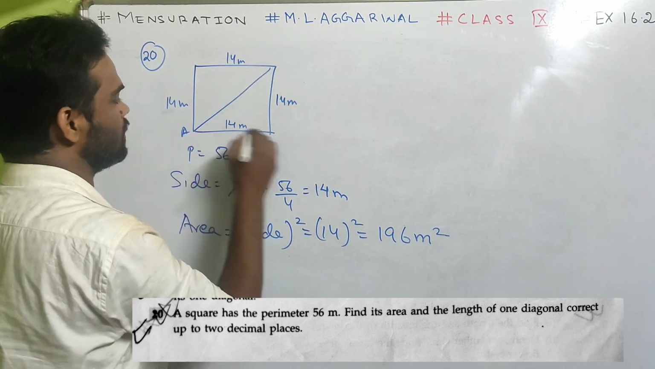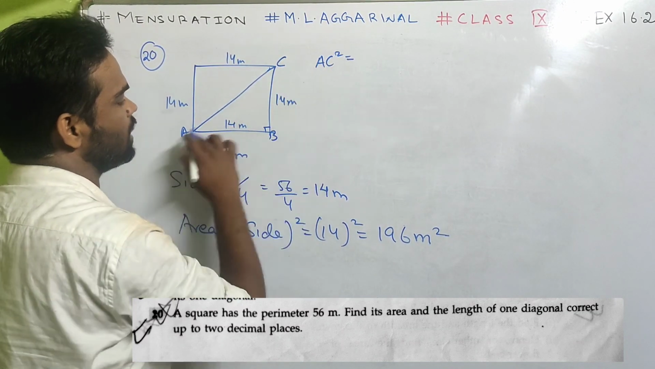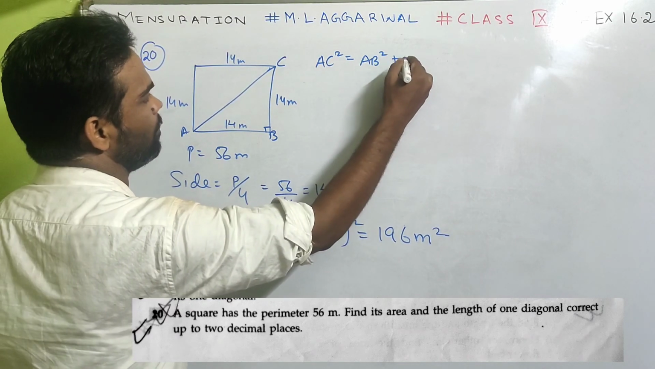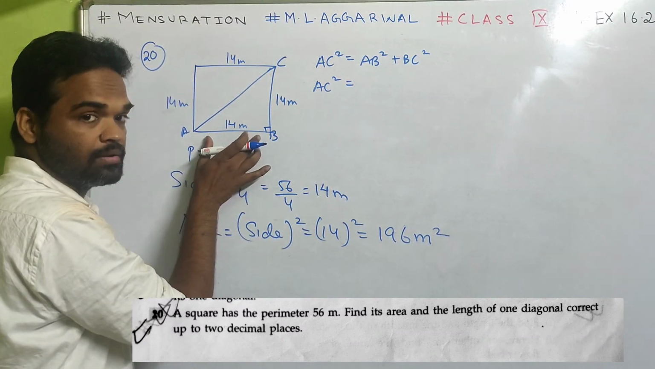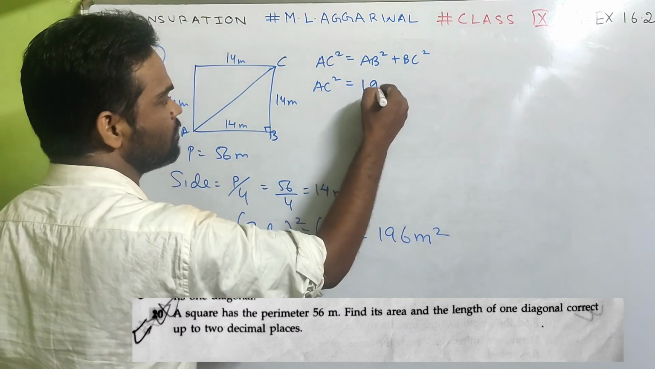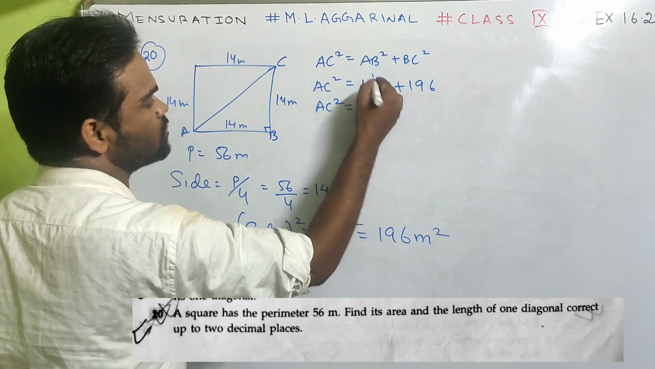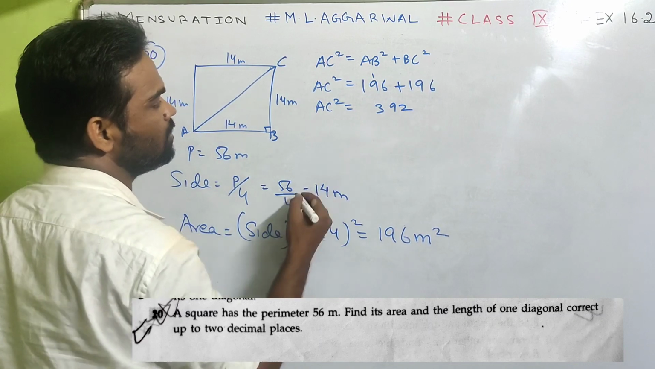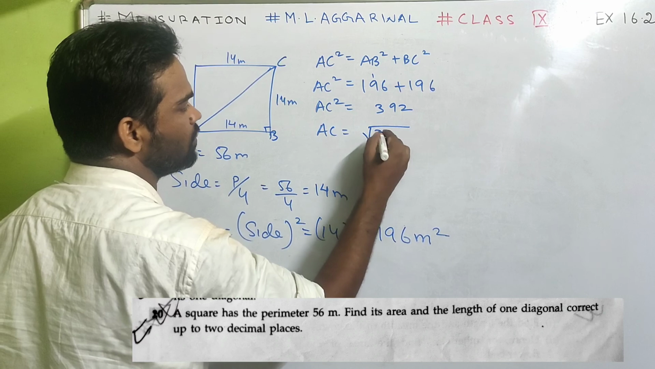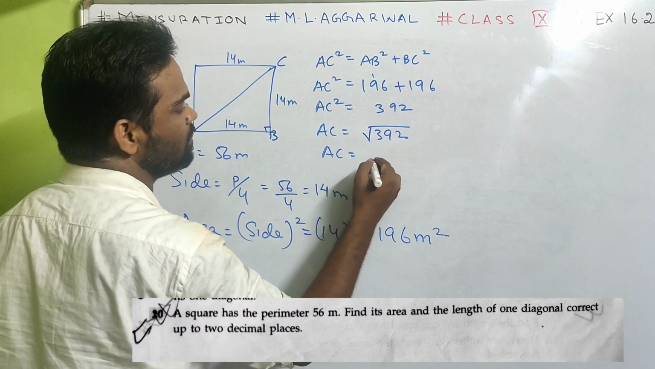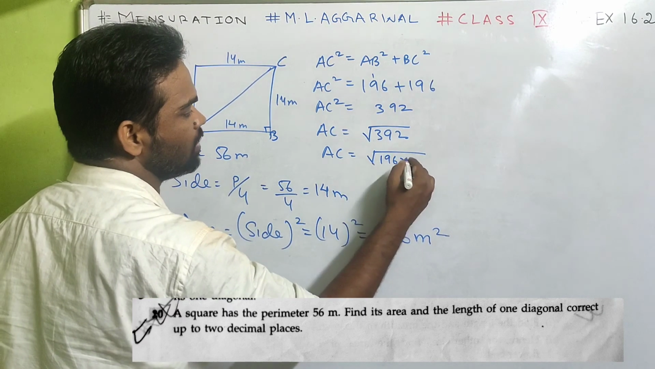This is your diagonal. Again, ABC. This is 90 degree. So AC square is AB square plus BC square. So AC square is AB square, that's 14 square. 14 square is 196 plus 196. So AC square is 392. So AC will be what? Plus minus, I am taking the positive one, root over 392. So AC will be root 392 again. We can write it as 196 multiplied by 2.